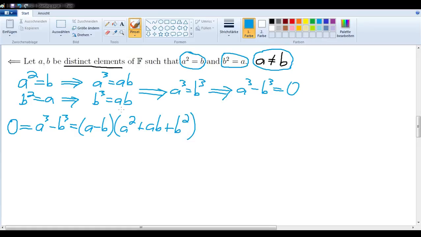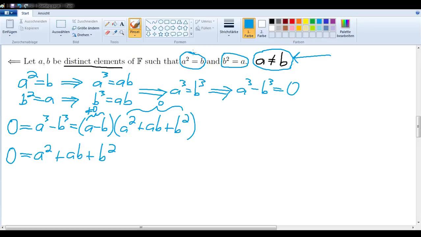And now we need to ask ourselves if a minus b can be equal to 0, and we see our answer here. A minus b can never be equal to 0, since a and b are different, they are distinct. So that means this must be equal to 0, and we have another little equation here starting with 0. 0 is equal to a squared plus ab plus b squared.